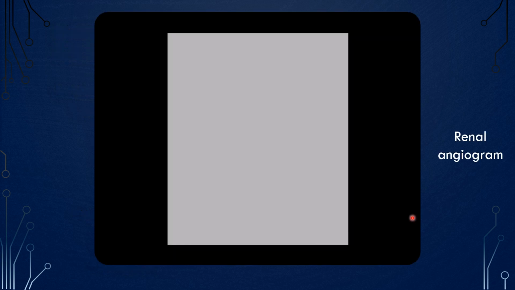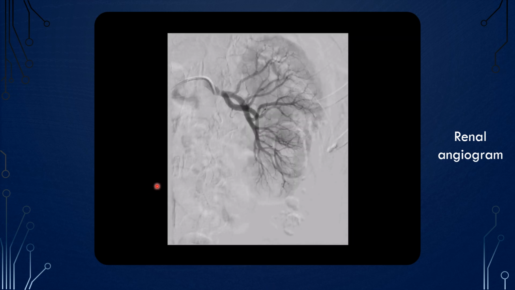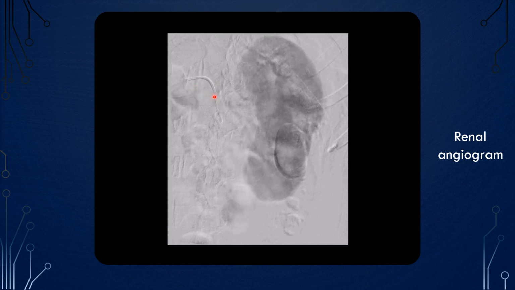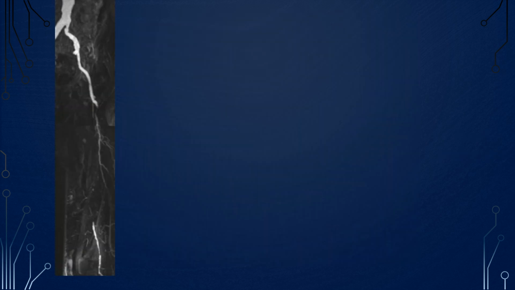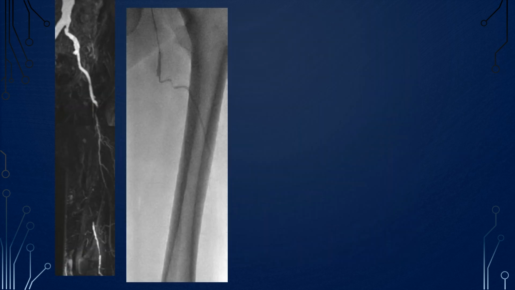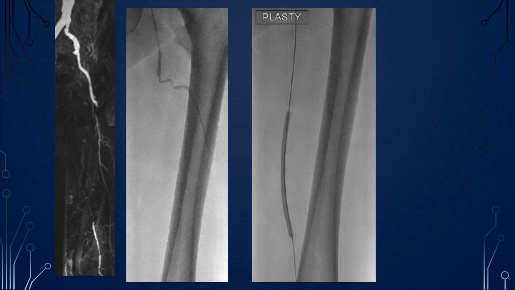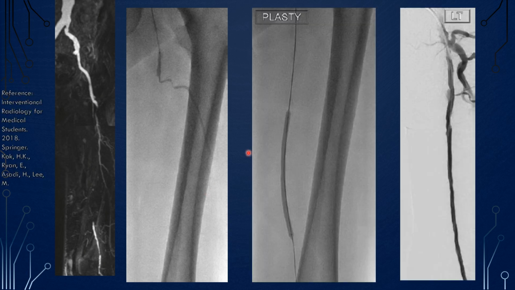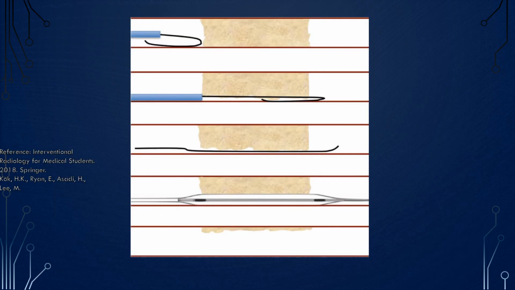This is an example renal angiogram. So have a look at it. This is the catheter here, denoting the anatomy of the kidney. This is an example in which the patient had a superficial femoral artery occlusion, long-standing, and the interventionist passed a wire and then angioplastied the vessel with good results at the end.